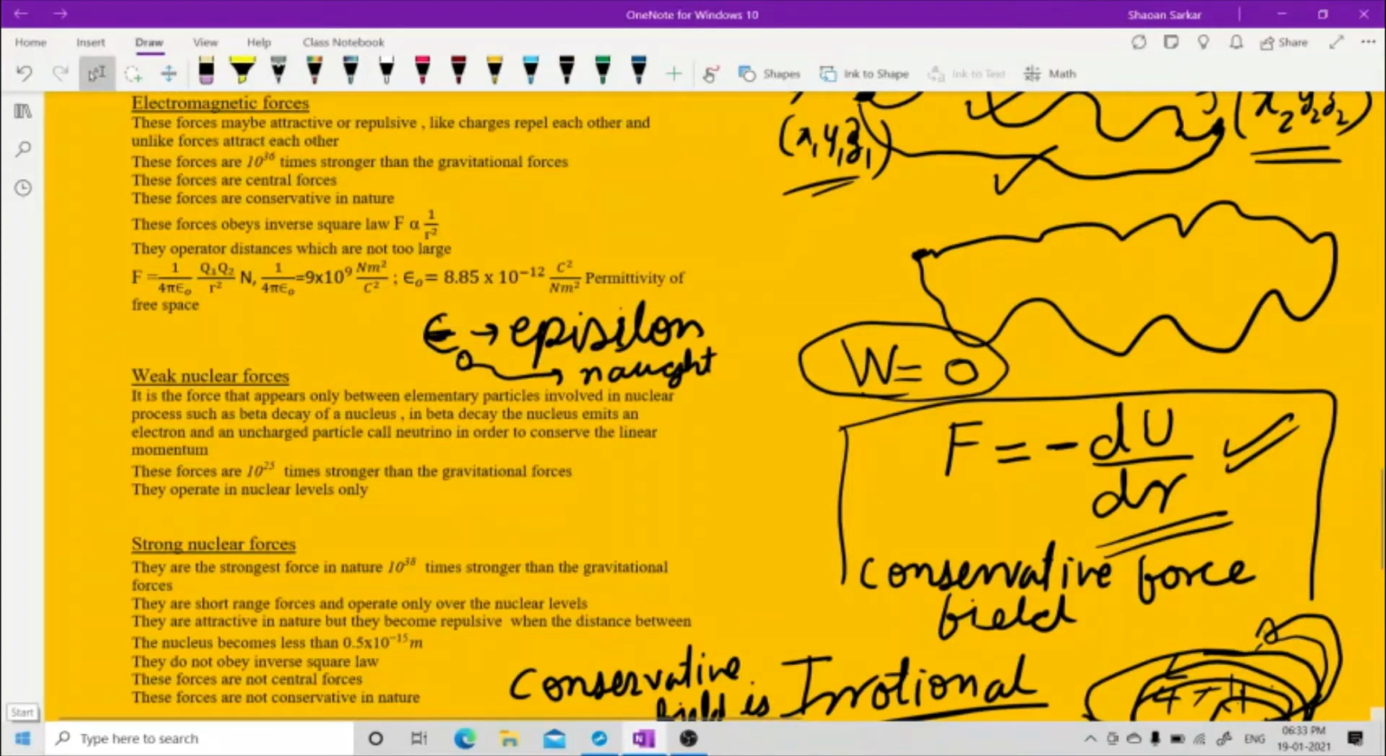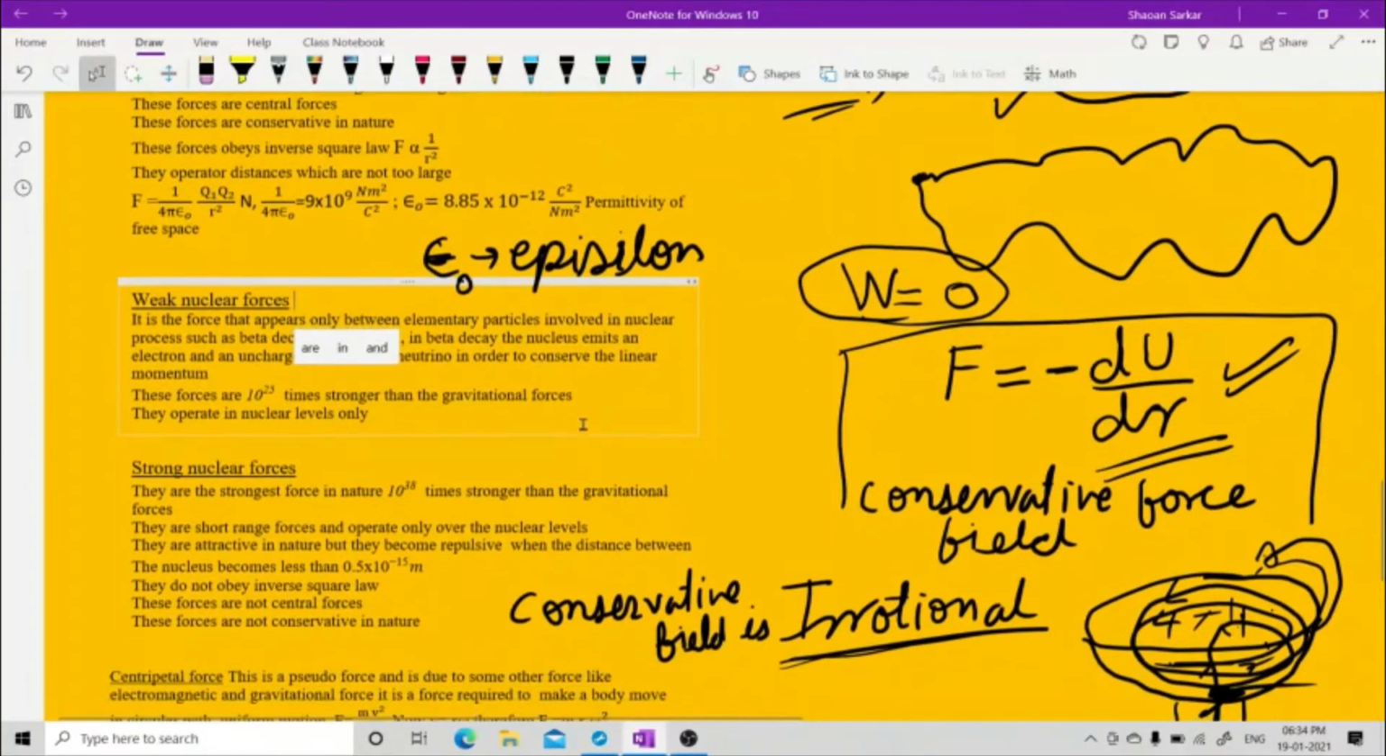Now, naught is okay. Now let's see the weak nuclear force. It is a force that only happens inside the nucleus, but it is quite strong. Especially, it happens in radioactive elements which go for beta decay.